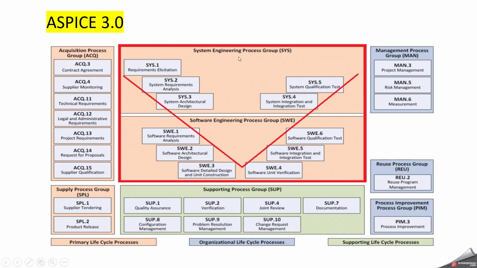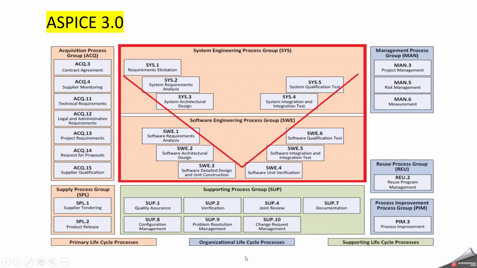That's what exactly the system engineering process group and software engineering process group are about. And if you now see the acquisition process group, we have agreements and supplier monitoring. And in the supply process group, we have two things: one is supplier tendering, another one is product release.